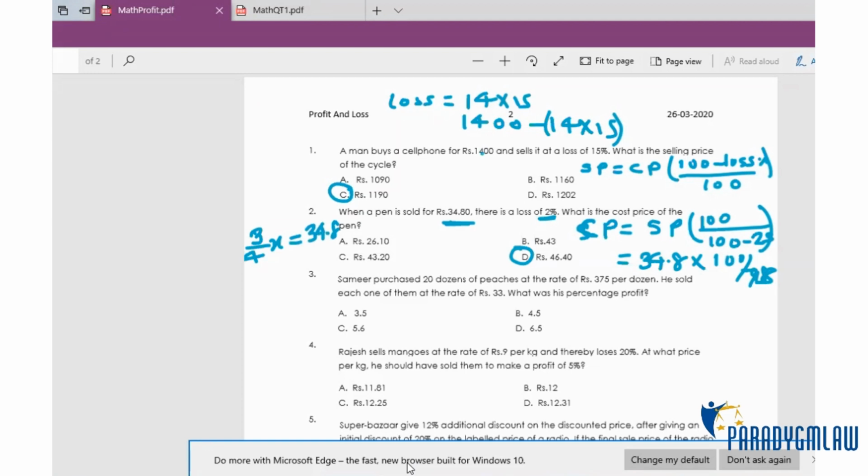Next question. Question number 3. Samir purchased 20 dozens of peaches at the rate of 375 per dozen. He sold each one of them at a rate of 33. What was his percent profit? The question is asking for percent profit. Profit by CP into 100, that is profit percent. So you need to find what the profit is.